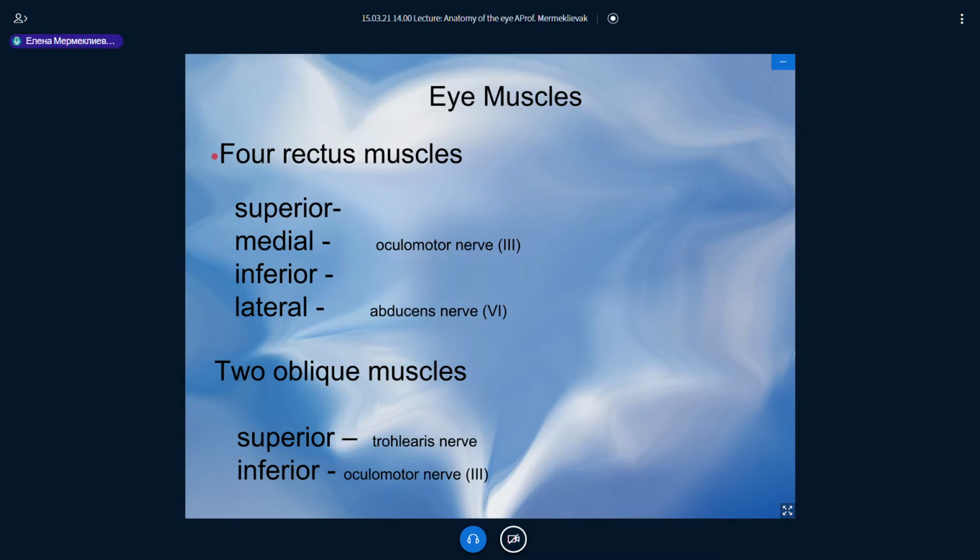The eye muscles: we have 4 rectus muscles, superior, medial, inferior, and lateral. Three of them are innervated by the oculomotor nerve, and the lateral is innervated by the abducens nerve. And we have 2 oblique muscles, the superior, with trochlear nerve innervation, and the inferior with oculomotor innervation.